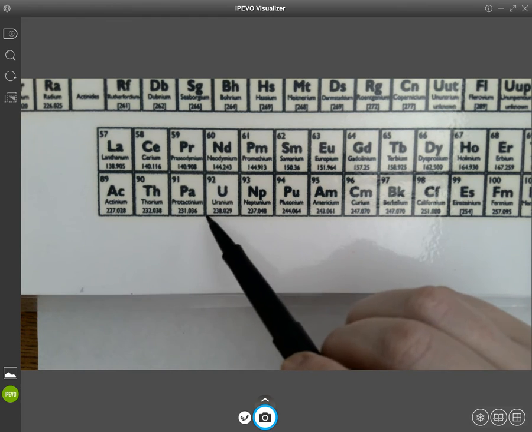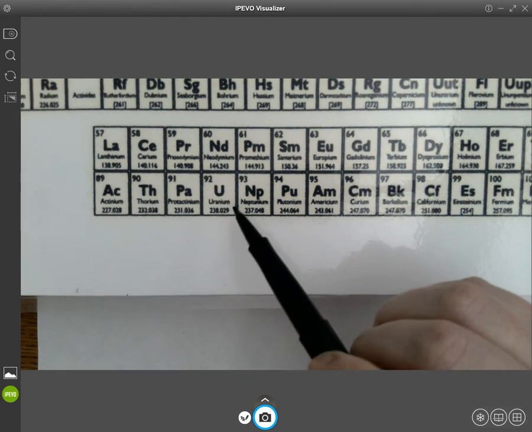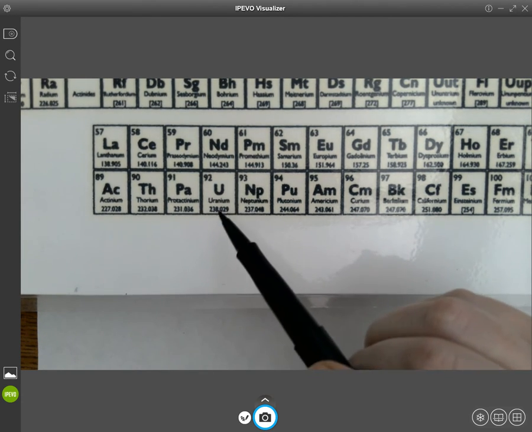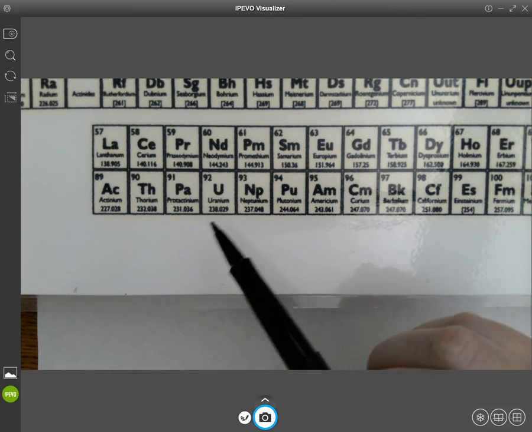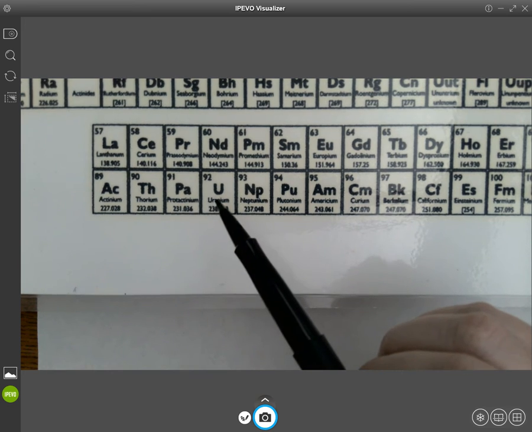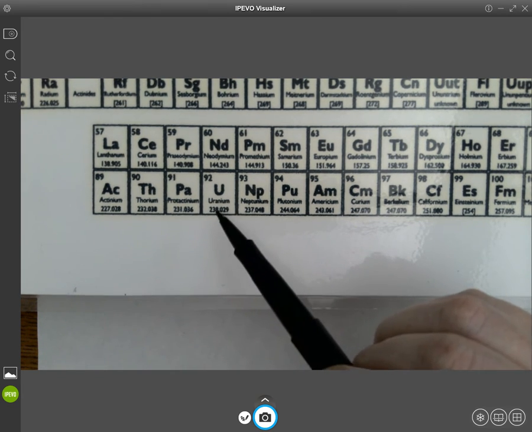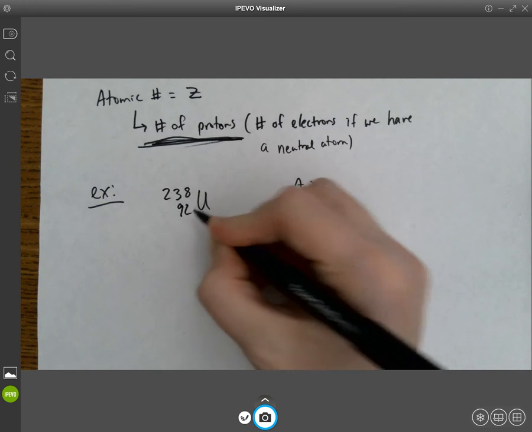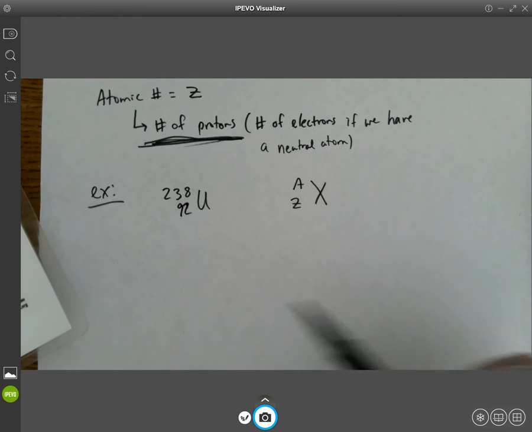So we find uranium 238 is the atomic mass. It just so happens to match up with the one here on the periodic table. Uranium 238 is actually the most abundant form of uranium. So that's the most naturally occurring. All right, so that is going to be the atomic mass written on the bottom. And then we have the atomic number written here. So that's going to be 92. Okay, so we have uranium 238, atomic number 92.